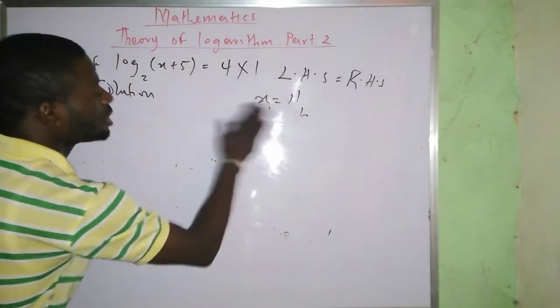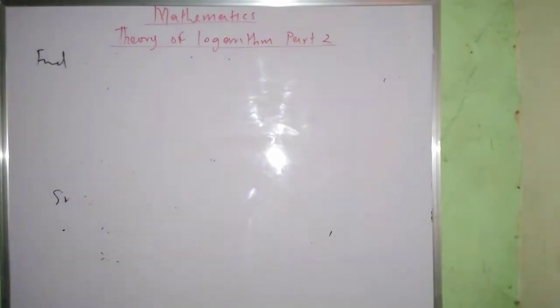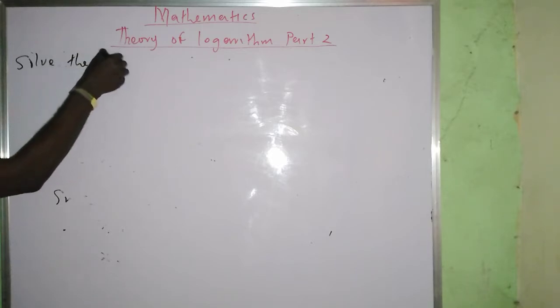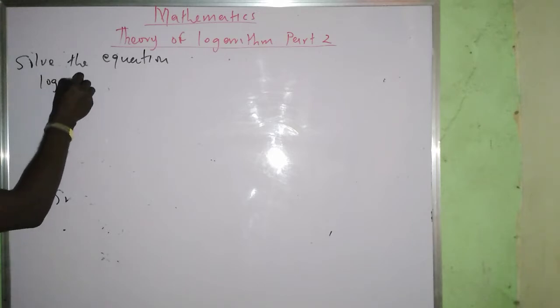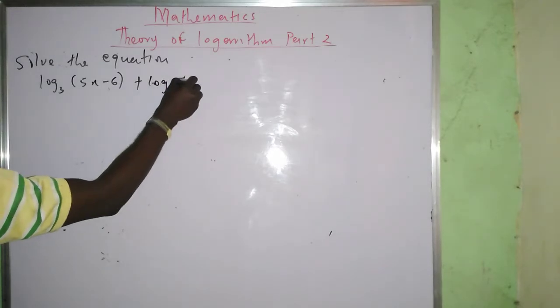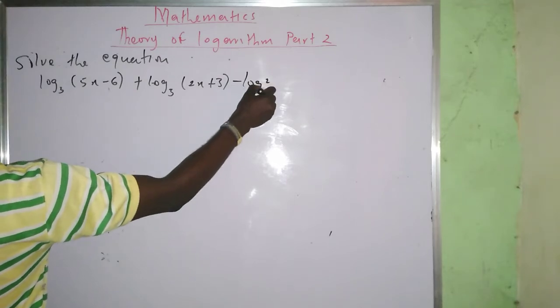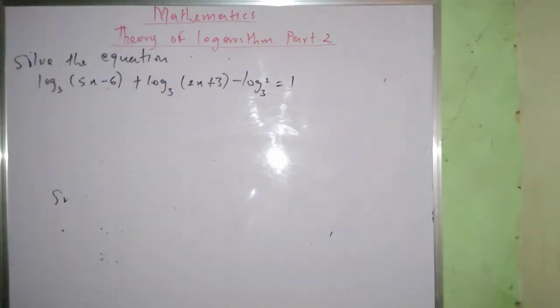That is number 1. Number 2, I have a problem like this: solve the equation log to base 3 of (5x minus 6) plus log 3 of (2x plus 3) minus log 2 to base 3 equals 1. I want to solve this type of problem.